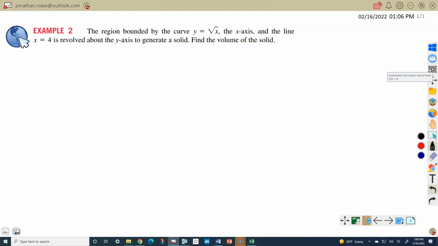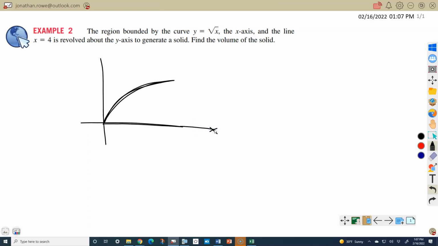All right, here's a second example. The region bounded by the curve y equals the square root of x. Okay, hopefully we know what that looks like. The x-axis and the line x equals 4. Let me draw that. The curve y equals the square root of x looks something like that. This is the x-axis, and the line x equals 4. That's a line going through the x-axis at 4. So it's this region here.